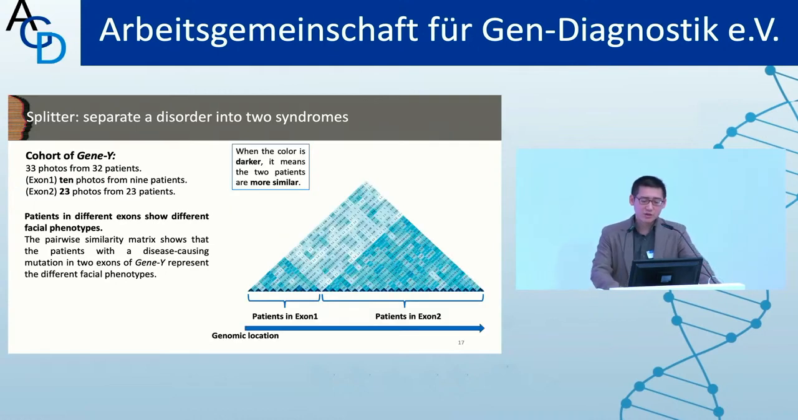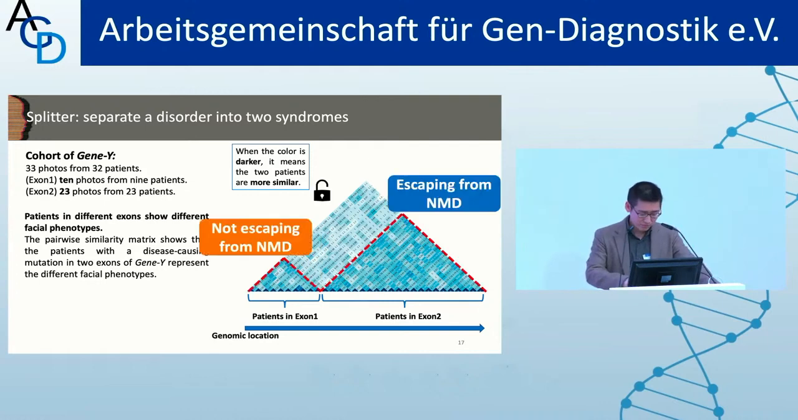That's why we perform the Gestalt matrix analysis. Here this pairwise matrix shows the similarity of them. If the color is darker, it means that two patients are more similar. The patients are sorted by genomic location from left to right. There is a boundary in the middle, which is the exon boundary. On the left are the patients in exon 1, and on the right are the patients in exon 2. So here we can see there's a clear cluster: on the left is cluster 1, and on the right is cluster 2.